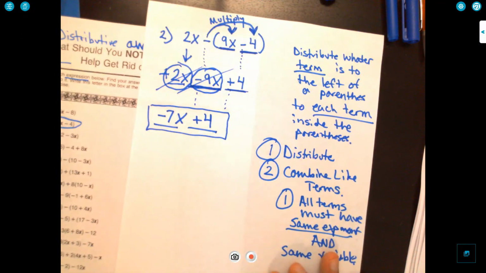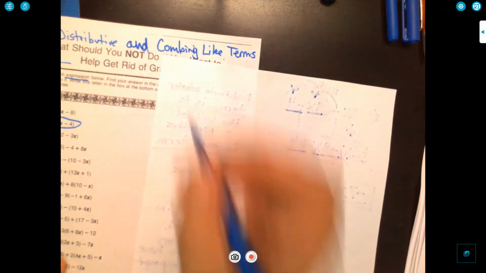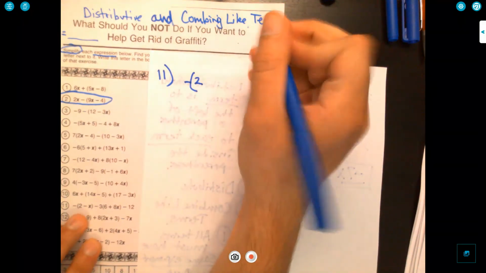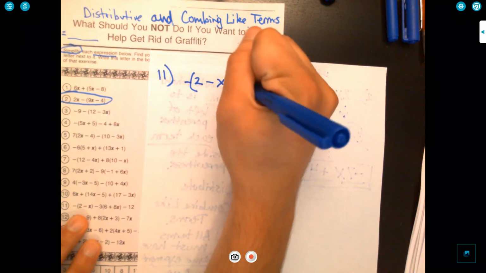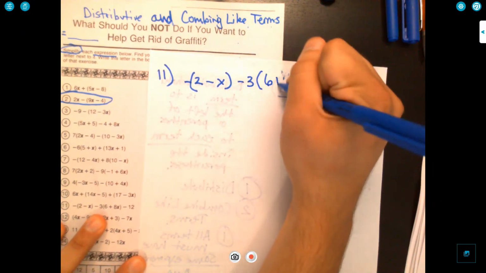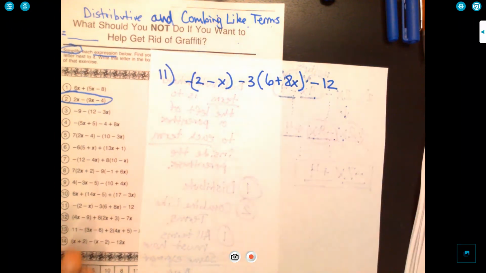Let's take a look at another one, maybe one that's kind of a little lengthy. Let's look at number 11. So number 11 has negative, open parentheses, 2 minus x, close parentheses, minus 3, open parentheses, 6 plus 8x, close parentheses, minus 12.